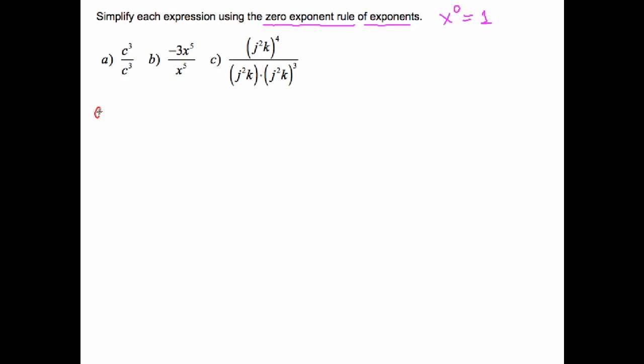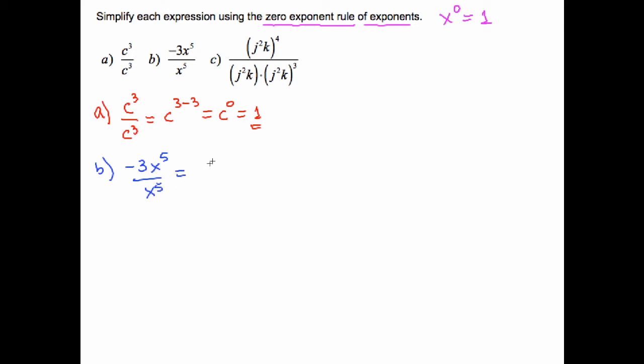So in the first case, we have c cubed divided by c cubed. Whenever you divide with a common base, you can subtract the exponents. So I now have c raised to the 3 minus 3, which is c to the 0, and that would be 1.